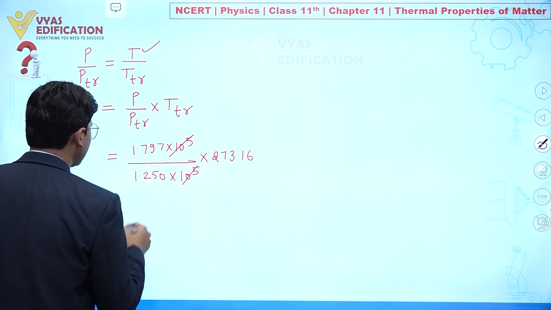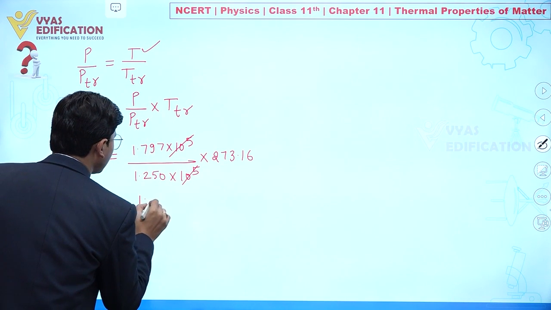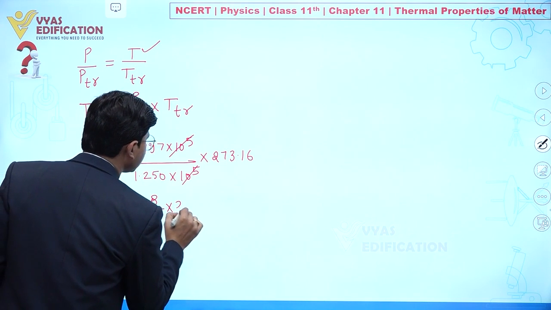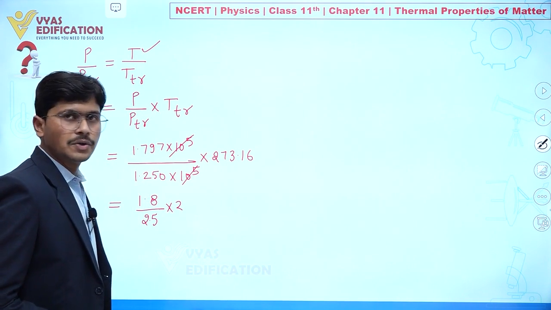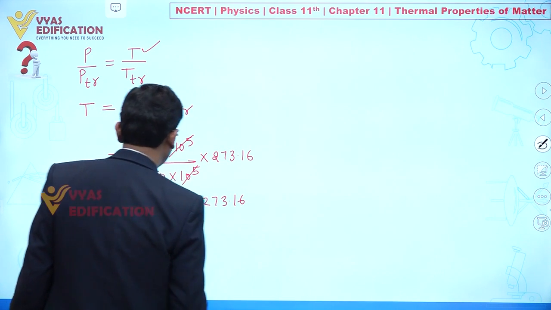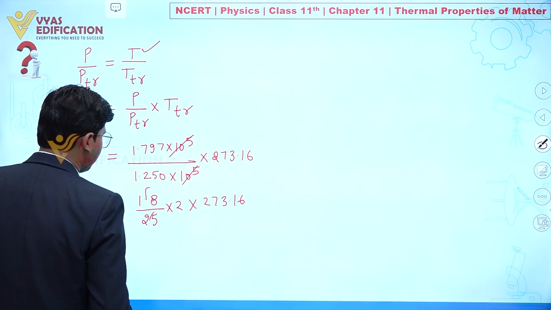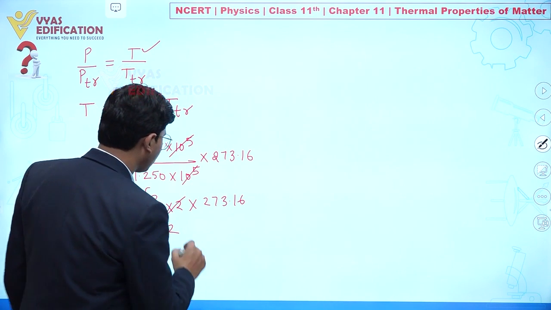Clear? And if you calculate, let's suppose I am saying this is 1.8 and this is 25 by 2. We can write it like this. Actually this is 2.5 divided by 2, and it is multiplied with 273.16. From here you can say this one and this one cancel out. And let's suppose I write this as 12.5.